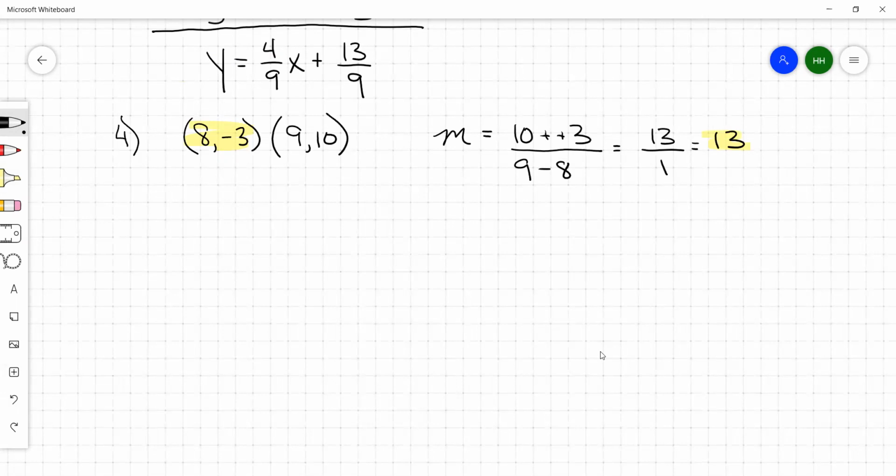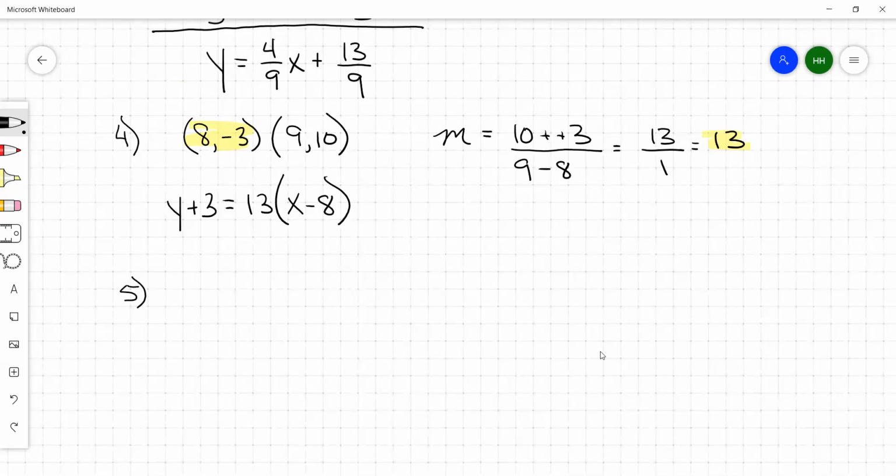So now we're going to put it in point-slope form. y plus 3 equals 13 times x minus 8. There it is in point-slope form. Everybody caught up?